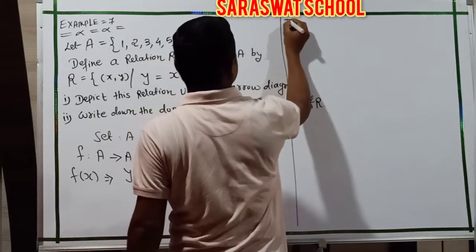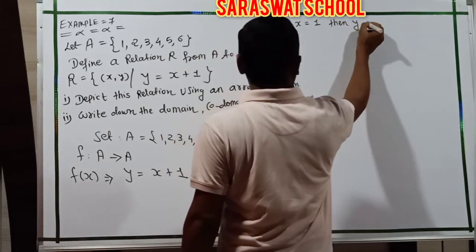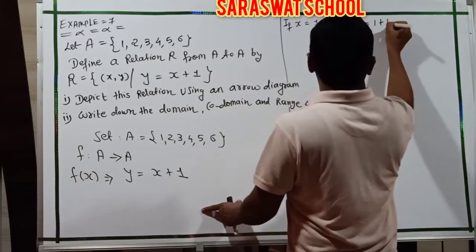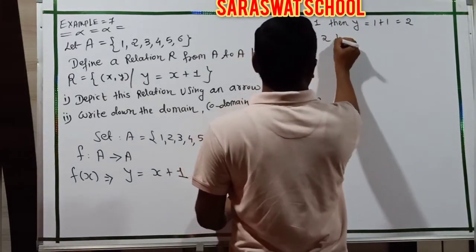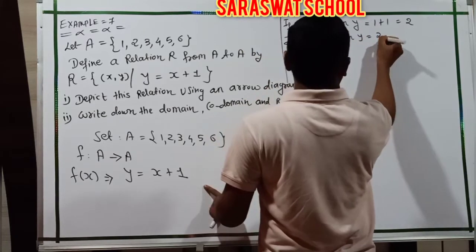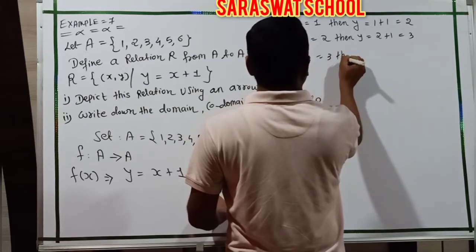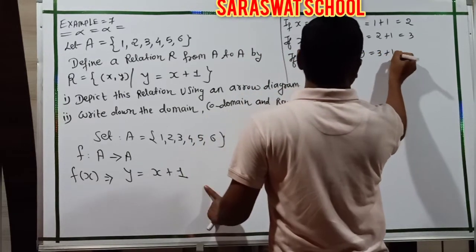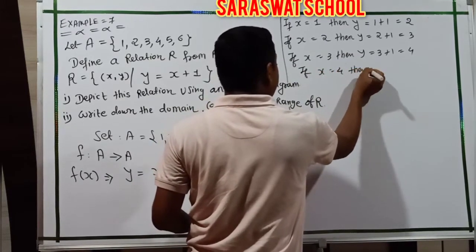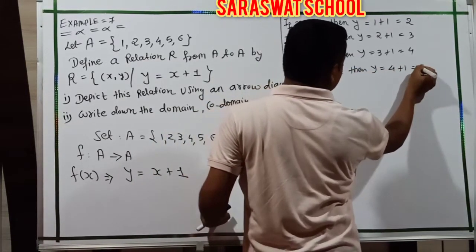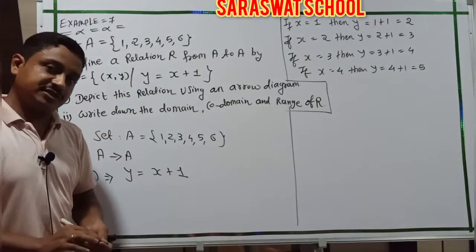So if x is 1, then y is equal to 1 plus 1. Here apply students. If x is equal to 2, y is equal to 2 plus 1. If x is equal to 3, it is 3 plus 1. Same as if x is equal to 4, it is 4 plus 1. Continue up to, students, the value 6.